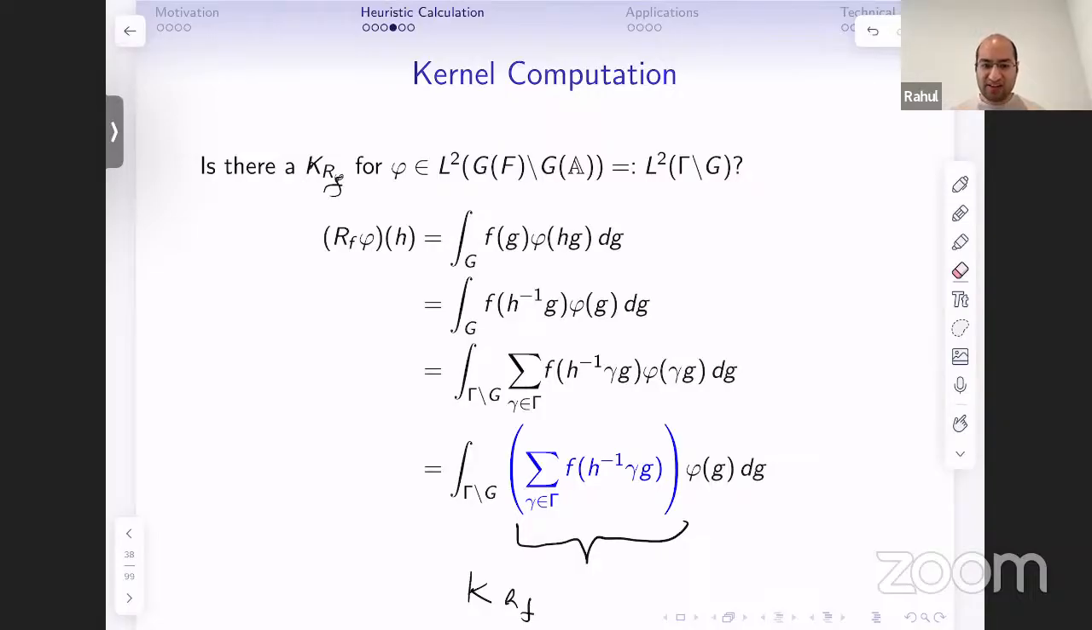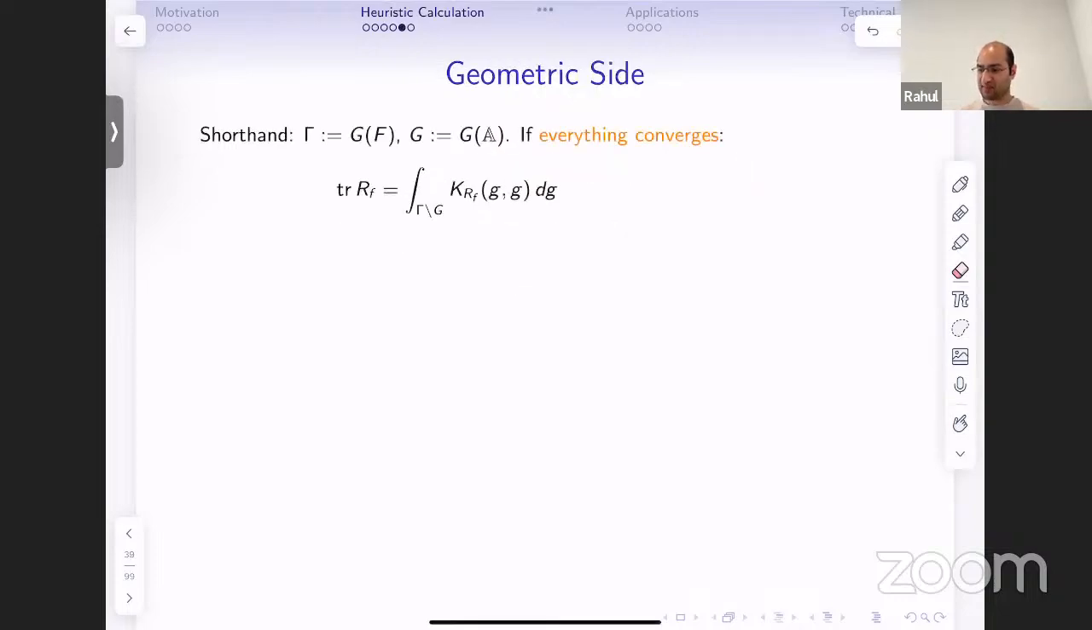Okay, so now that we've done this, let's integrate it along the diagonal and see what kind of formula we might expect. Again, we're going to use this shorthand that gamma is G_F, G is G_A, and we're just going to work heuristically, so we're not going to worry about convergence issues. So the trace of R_f is the integral of this kernel over gamma mod G along the diagonal. So we substitute in our formula for the kernel. And the first thing we notice is that we're conjugating gamma.